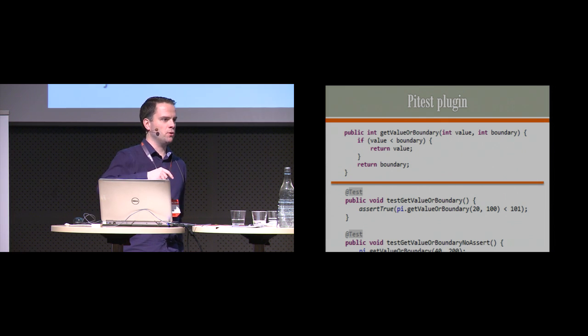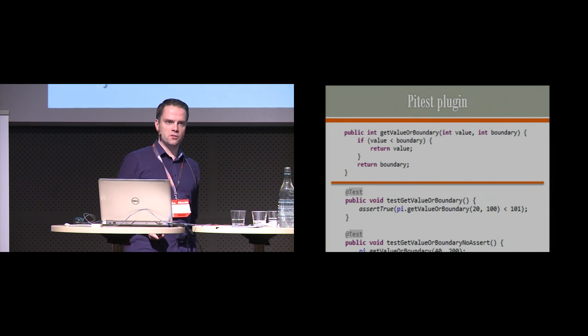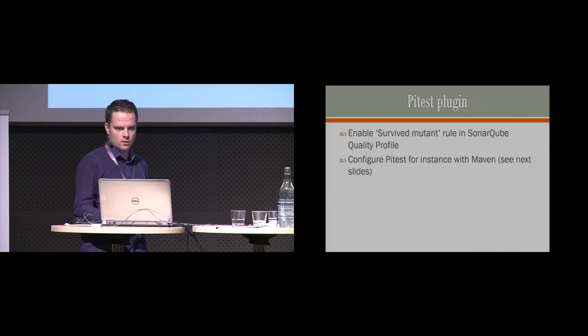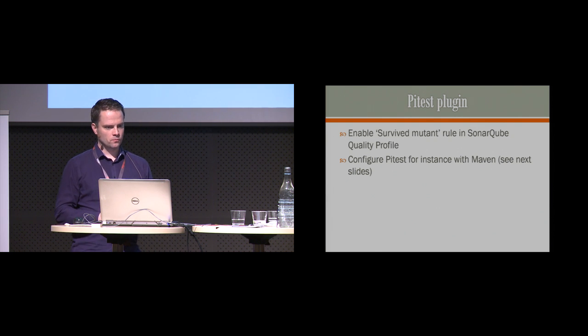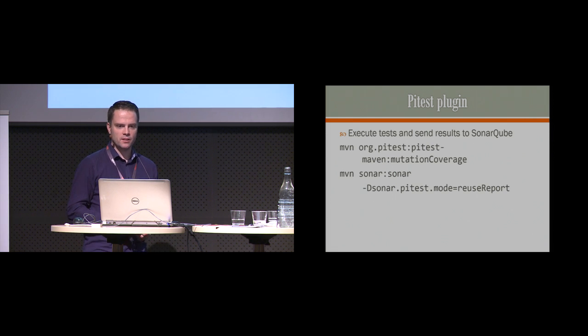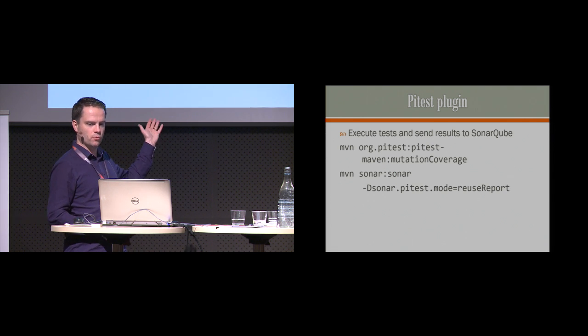and if one of them fails, you will get a violation within SonarQube, and you can see that your test needs some improvement. And you can do that quite easily in combination with SonarQube. You can enable the survived mutant rule, and you can configure Pitest, for instance, with Maven, but I believe you can do it with Gradle or any other build tool as well. And then you just need to supply this, so it's really minimal.